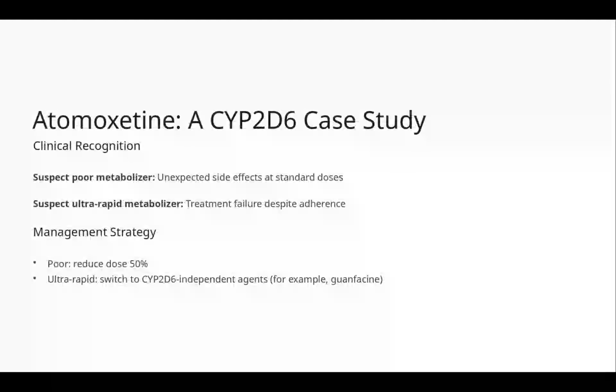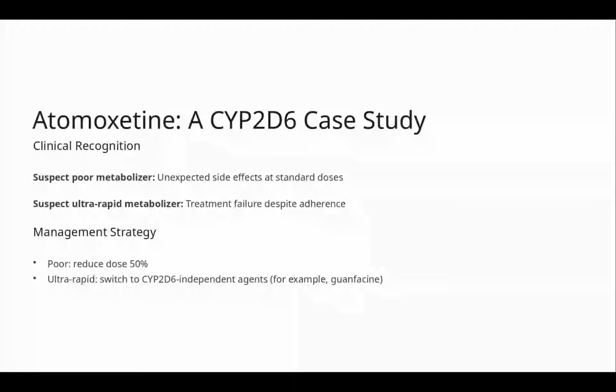A clear example is atomoxetine. It's primarily metabolized by CYP2D6. In poor metabolizers, standard doses produce plasma levels up to 5 times higher than extensive metabolizers. These patients experience more side effects, such as insomnia, appetite suppression, cardiovascular effects, and urinary retention. In ultra-rapid metabolizers, standard doses may produce subtherapeutic levels, leading to apparent treatment failure despite good adherence.